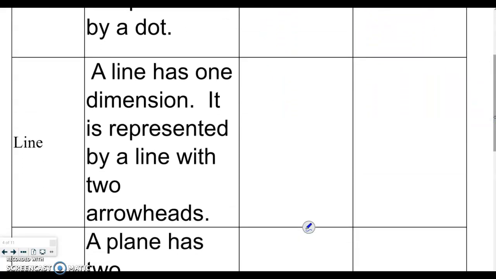Then a line has one dimension. It is represented by a line with two arrowheads. So if I have my line, I've got my arrowheads showing that it's going both directions. Now to name our line, if we have no points on it, we can name it L. Now that's just a cursive L that's used to name a line. If we know some points, say we've got a point there on the line and a point there on the line, and maybe that's point A and point B, we can say it's line AB.